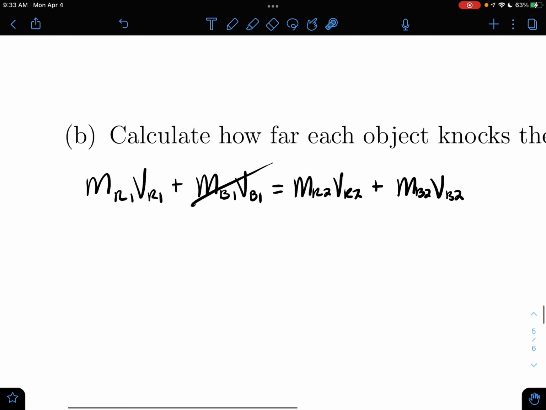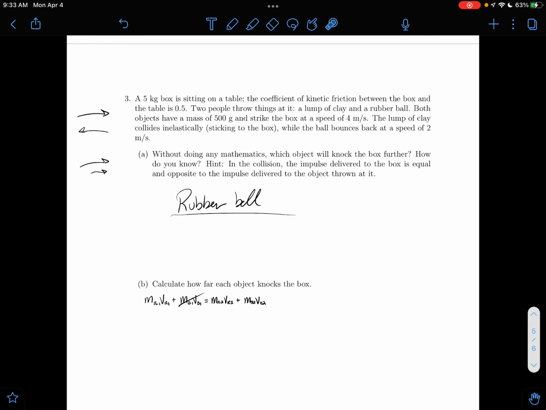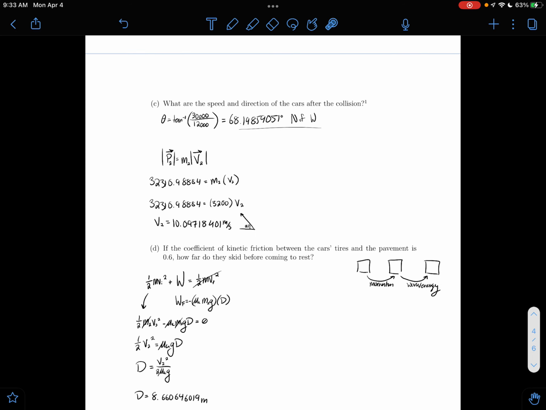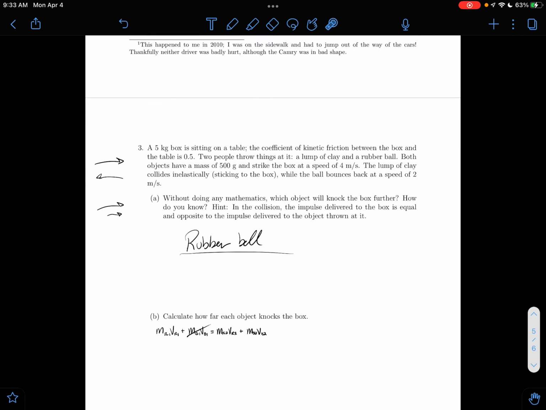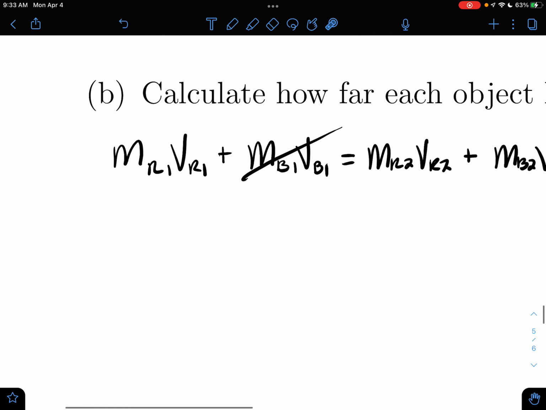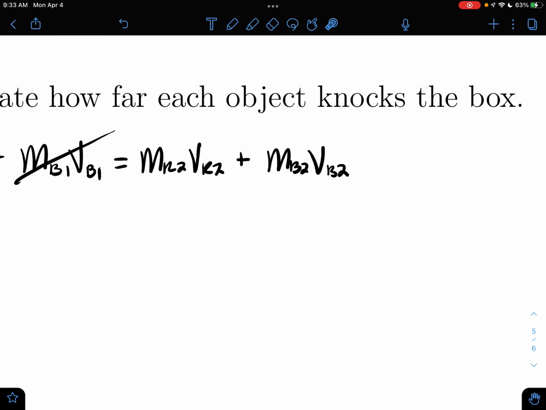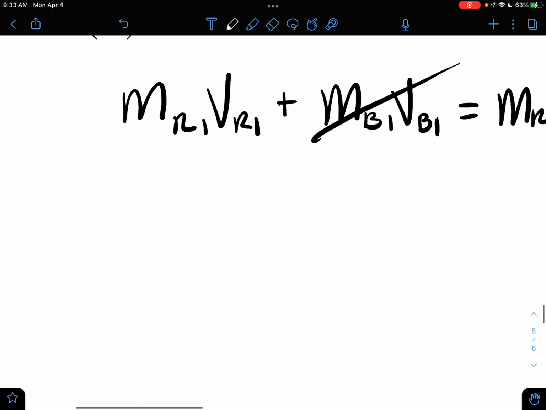Now, if we want to find how far each object knocks the box, we have a coefficient of friction. We're going to do the same thing we did before. We do a conservation of momentum to get us from before the collision to after the collision, and we get a final velocity, and then we can use that velocity in our work energy theorem to get the distance that it traveled. Using conservation of momentum, our VR and our VB are going to be different, so we get to figure that one out.